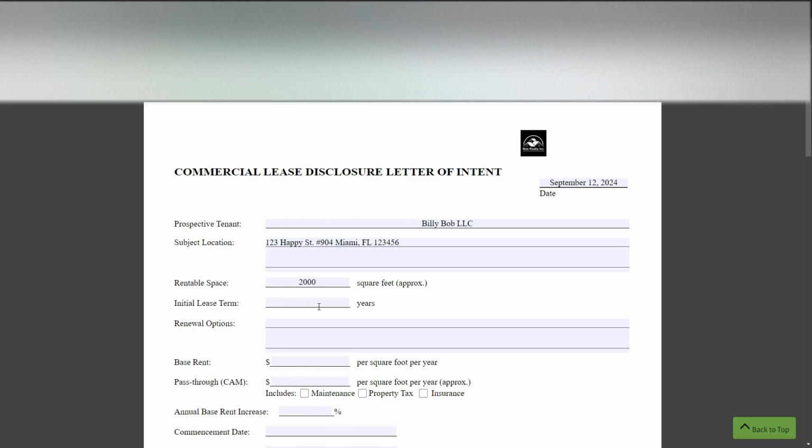It could be 10 years. I've done 10-year leases for some major corporate retailers. So let's just say it's a 5-year lease. Renewal options, you could put things here if they're going to renew.